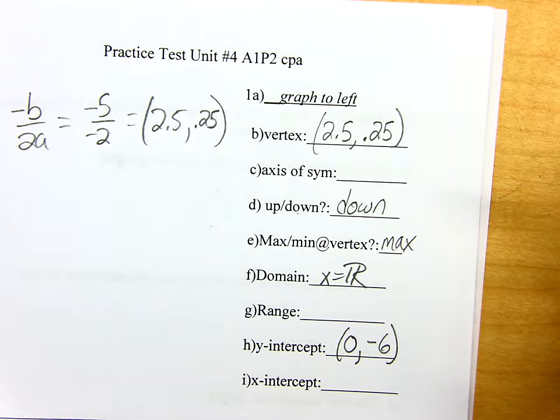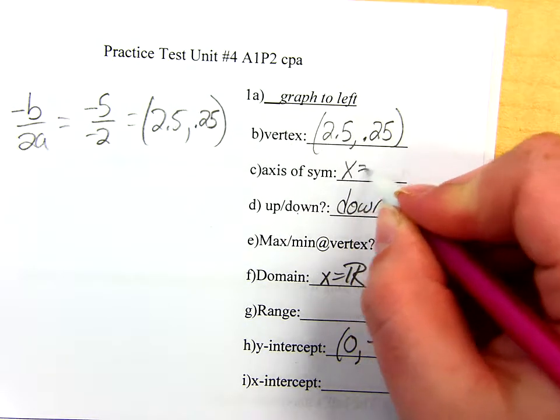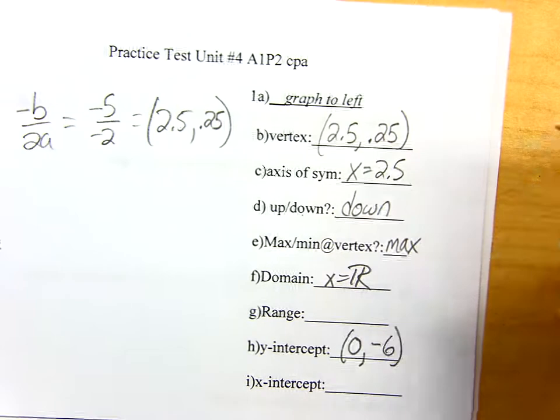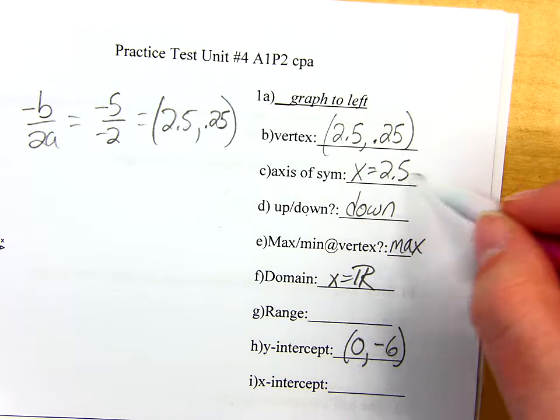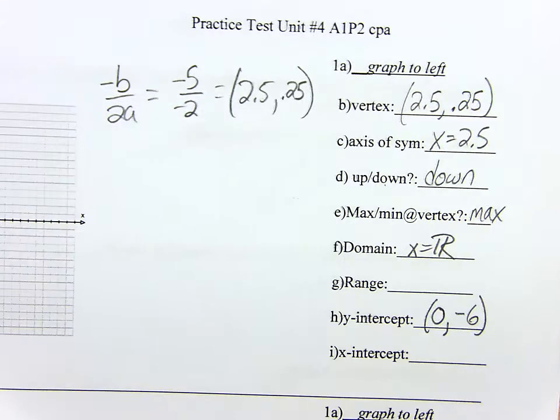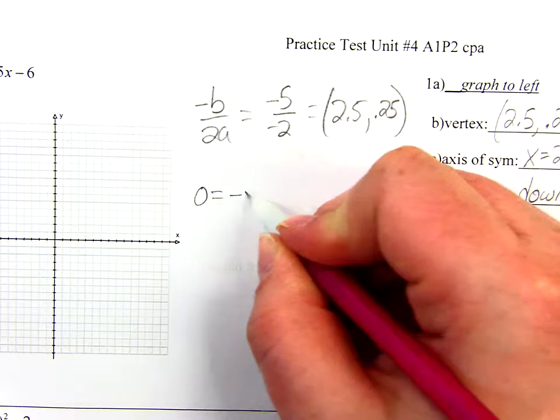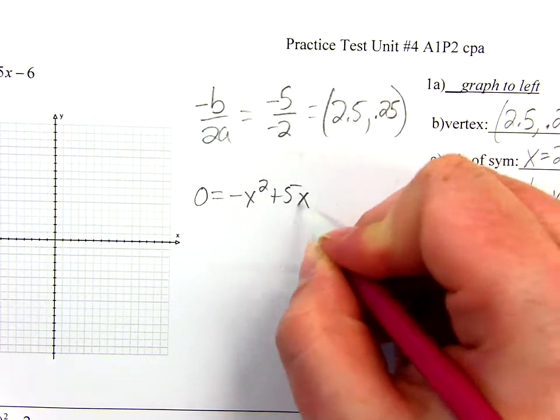Okay, now that I have my vertex, I also have my axis of symmetry. What's that? X equals 2.5. You have to write x equals. I can't give you points for it. If you just write 2.5 on that line, I can't really help you much. The other thing that I need is the x-intercepts. Once I have those, I'm really going to have everything that I need to graph, more or less. To find the x-intercepts, I replace y with 0.